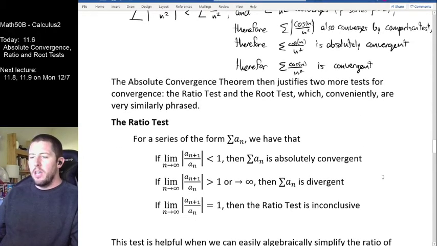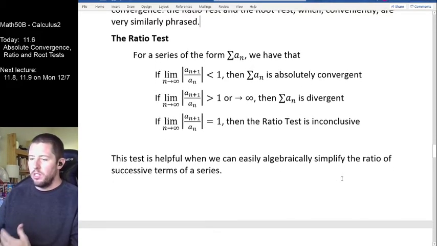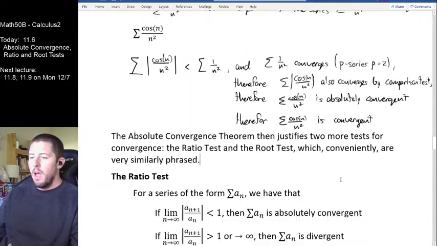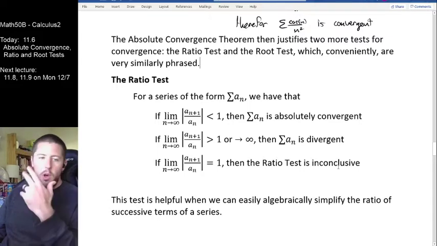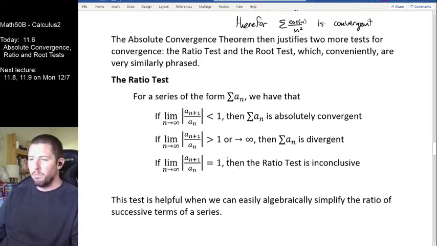The good news for us, though, is that the ratio test and the root test are both very similar in practice. They both have very similar results associated with them, and they're both pretty easy to use and are associated with two different contexts here. Okay. So let's look at these two tests, the ratio test and the root test, and then we'll do a whole bunch of examples that involve these guys.